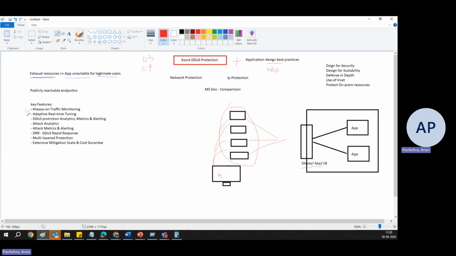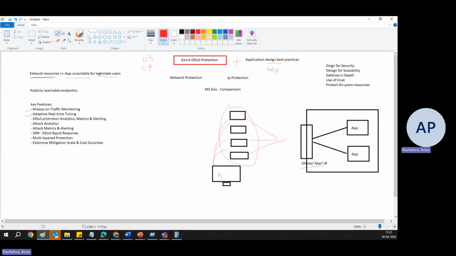And then we have adaptive real-time tuning. What is it? Well, this feature learns what normal traffic to your application looks like. And how does it actually learn? By observing it for a long time, over a period of time. As your traffic patterns change, the service adjusts its protective measures to ensure they are always effective and tailored to your current needs. So it is backed by AI and ML.